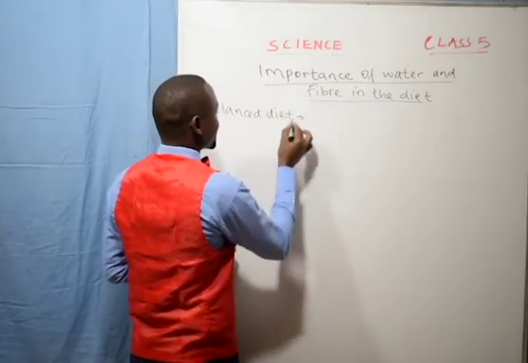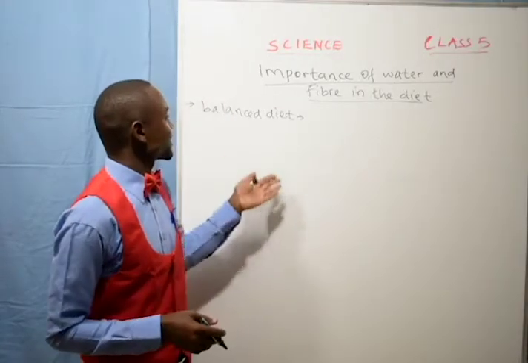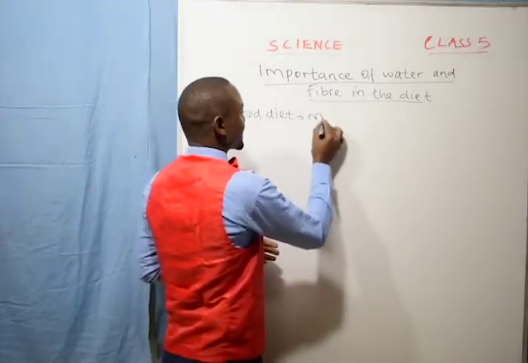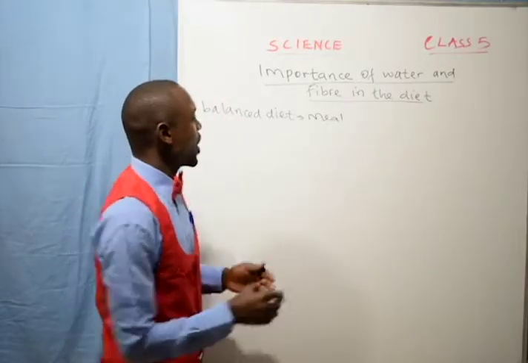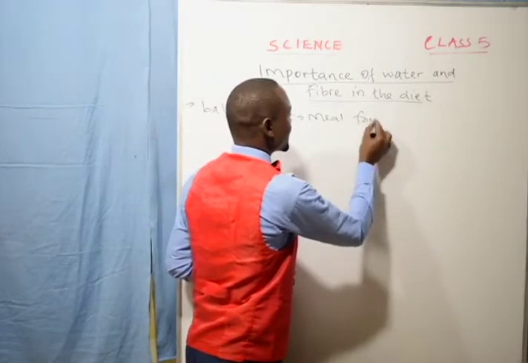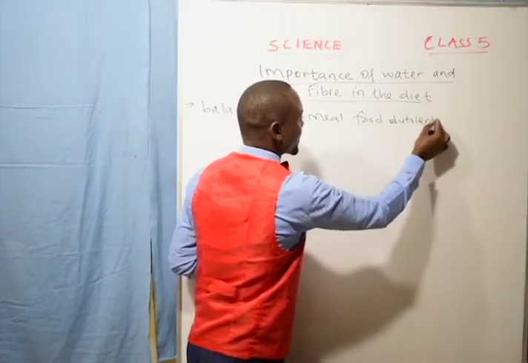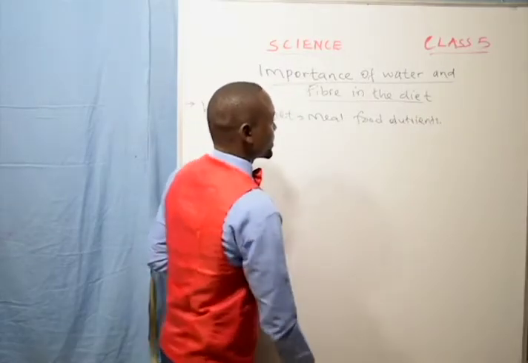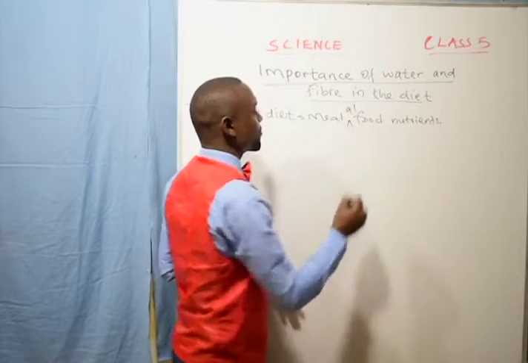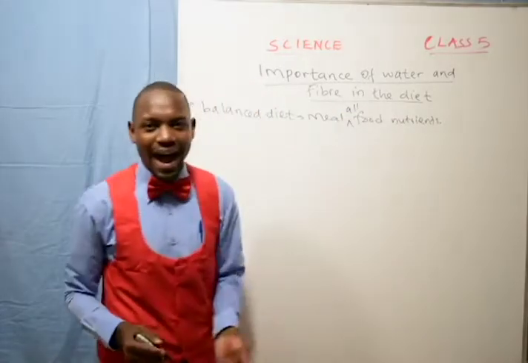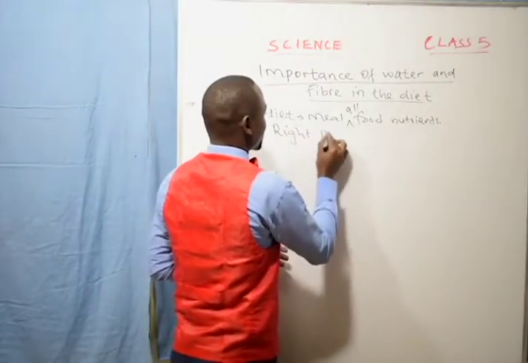What is a balanced diet? A balanced diet is a diet or a meal. First, it is a meal. That meal should contain all food nutrients, and in the right proportion. In the right proportion.